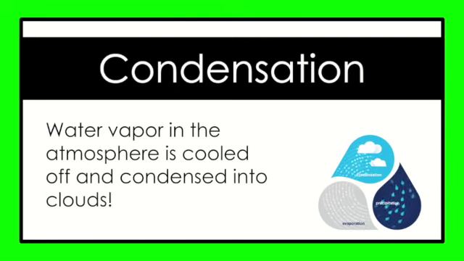Condensation is when water vapor that is in the atmosphere is cooled off and it condenses into clouds. So that's how clouds are formed. They lose all that thermal energy they got from the sun and they cool off, so they start to come back together. We call that contracting, if you remember before, or coming together. Another word for it is condensing.